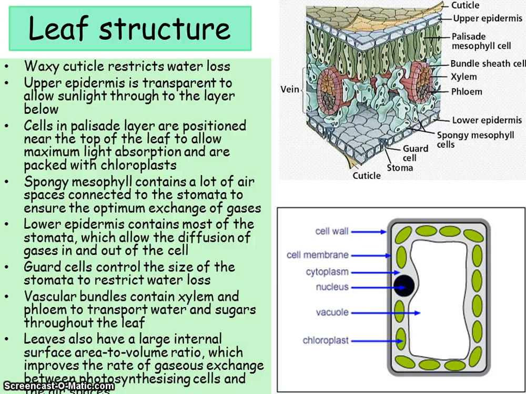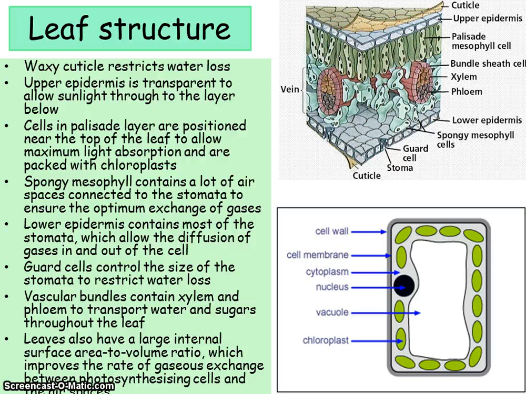Vascular bundles contain the xylem and the phloem to transport water and sugars throughout the leaf. So the xylem bring the water up to the leaf, to the places where photosynthesis takes place, and the phloem transports the glucose up and down the leaf, because remember, once the glucose has been made, it gets transported down to a sink where it gets stored, and then when it's needed again, it's taken out of storage and used during respiration to give the plant its energy so that the plant can produce seeds and move its leaves and sense things.